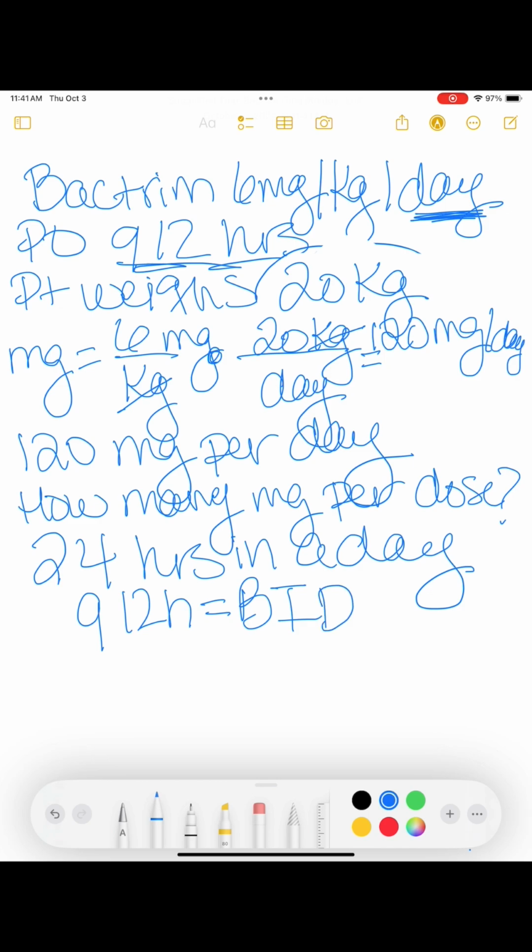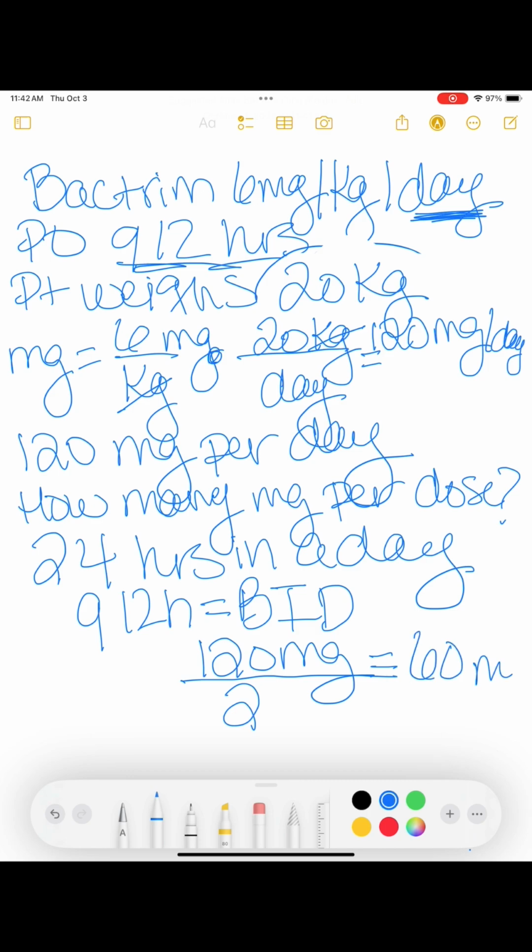And again, I try to write this in several ways so that it clicks in your head. So what do we need to do to get the correct answer? We divide 120 milligrams by 2. And when you do that, your answer is 60 milligrams. So this patient is getting 60 milligrams per dose. I hope that clears things up for you.